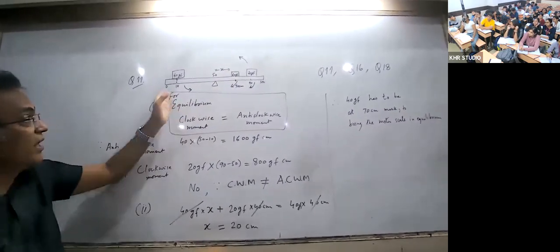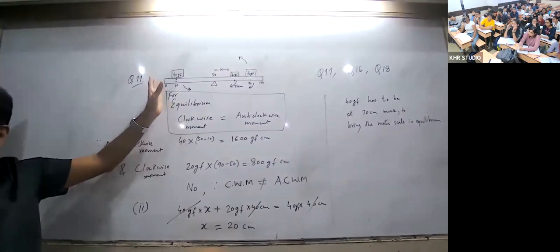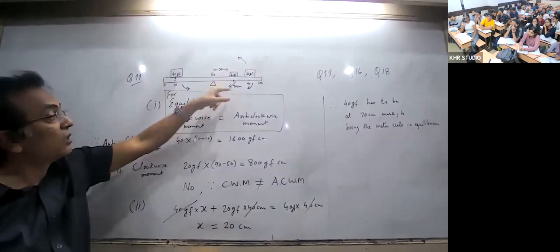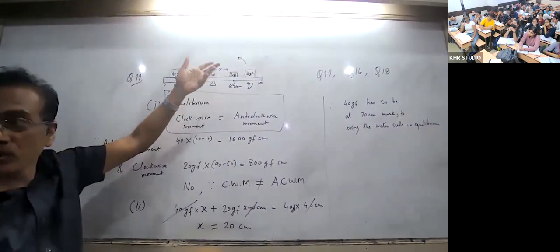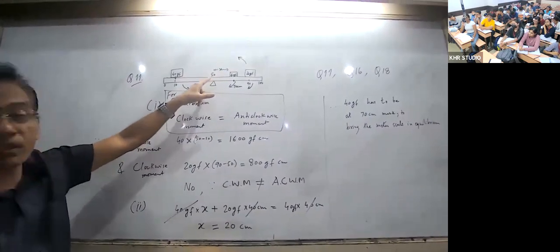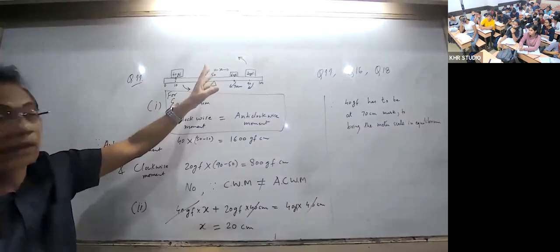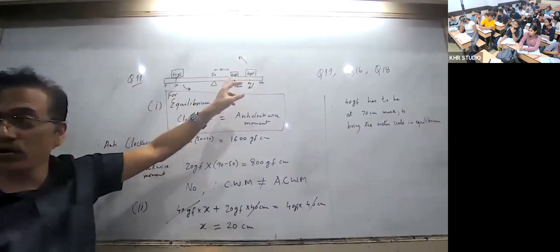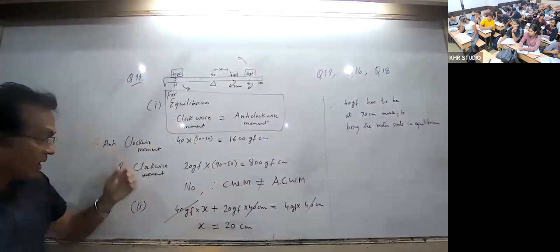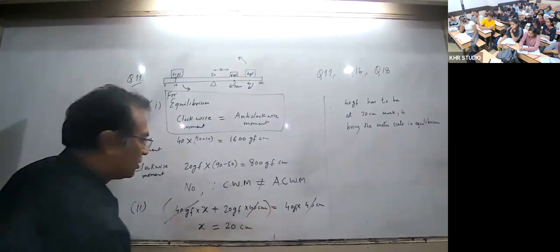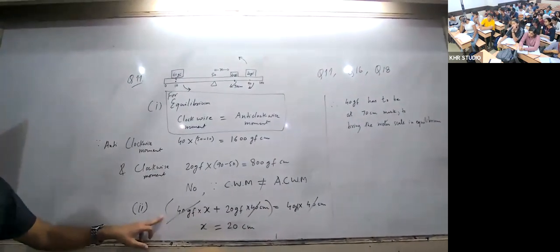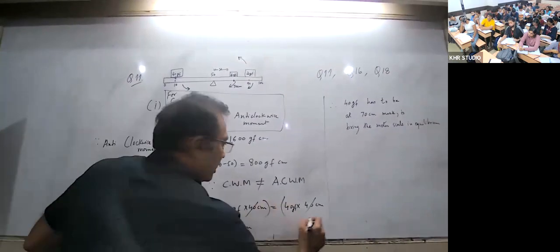Anti-clockwise is only one component because there is only one weight. The weight of the scale is not adding any moment because it is at the midpoint, so it is not producing any turning effect. The only turning effects are these two. This is my clockwise moment and this is my anti-clockwise moment.